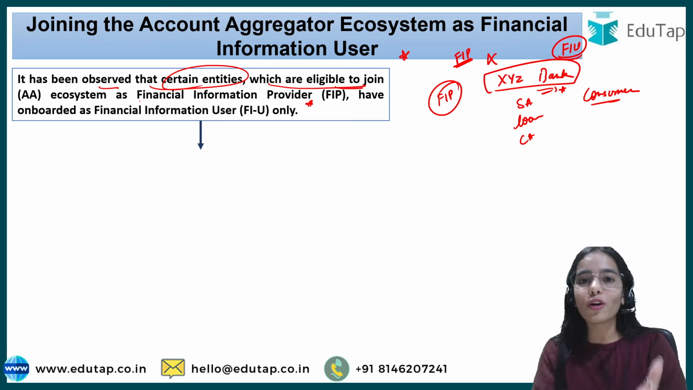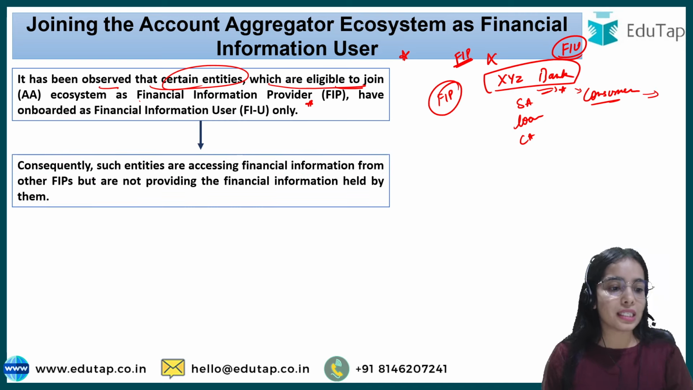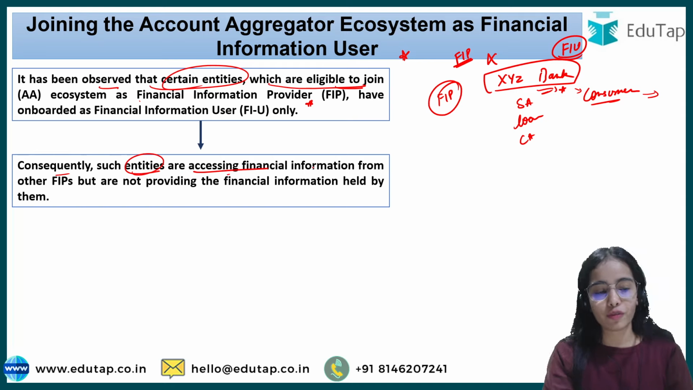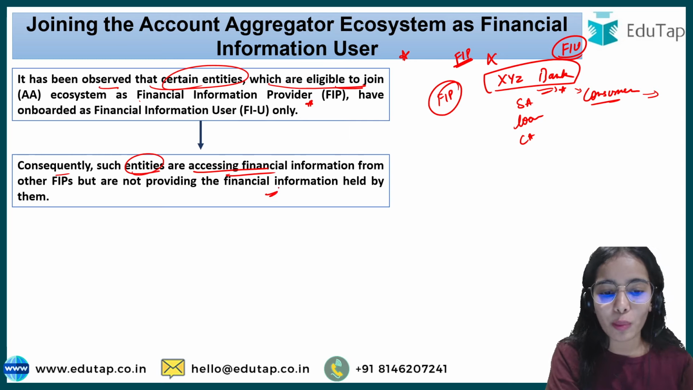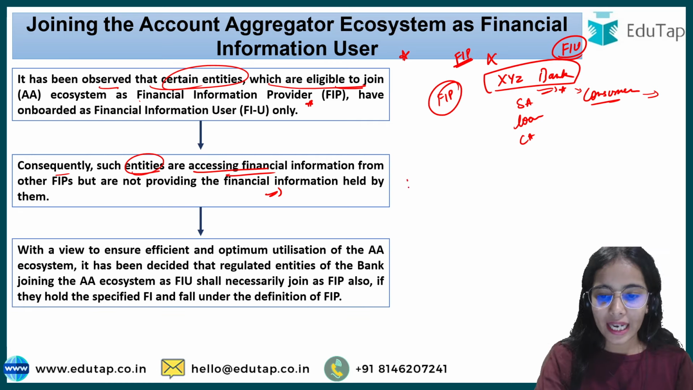It wants to get all the benefits, but it does not want to share the data, or help the consumers share their data. So that is wrong. That is what the RBI said, that such entities are accessing the financial information from other financial information providers, but they are not providing the financial information that is held by them. So you can understand how troublesome it becomes if all the institutions start to do that.